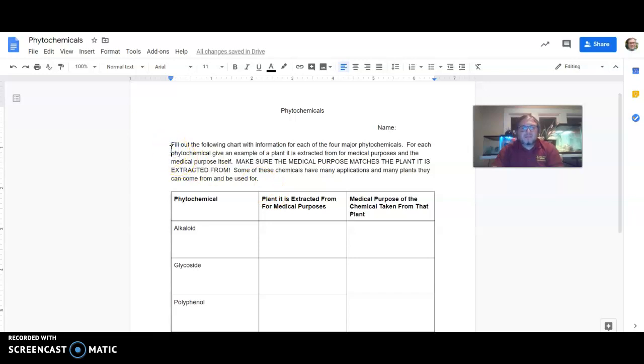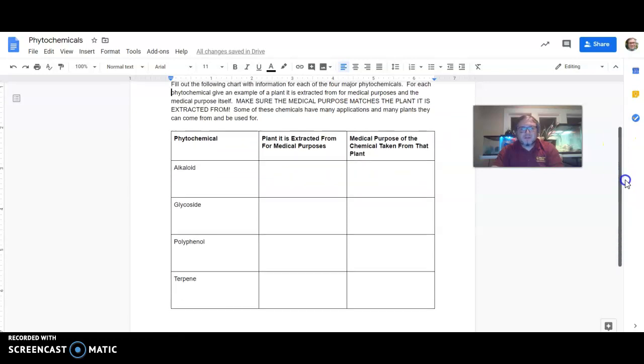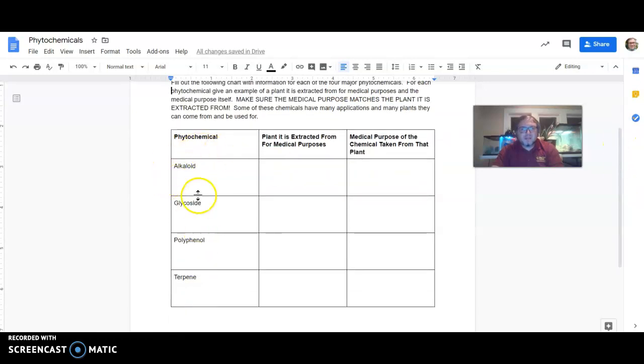So it says fill out the following chart with information for each of the four major phytochemicals. So you can see all four of them listed here: alkaloid, glycoside, polyphenol, terpene. For each phytochemical given, give an example of a plant that it is extracted from for medicinal purposes. So that's here in the second column. And then you'll talk about the medical purpose itself. So medical purpose of the chemical taken from that plant.